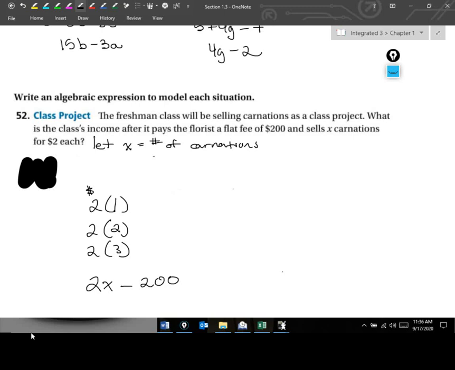Okay, how many carnations do I have to sell to break even? To just pay the florist. Got to sell 100, right? Okay. Then everything after 100 is going to be profitable for me. Okay. So we'll stop there.